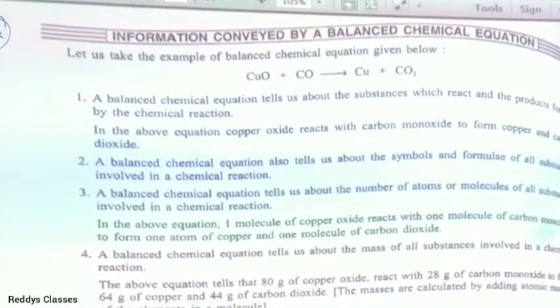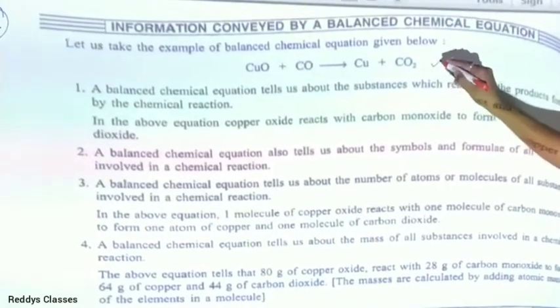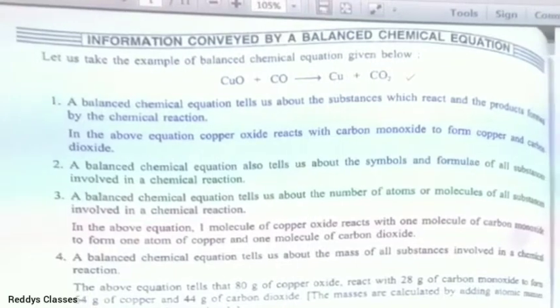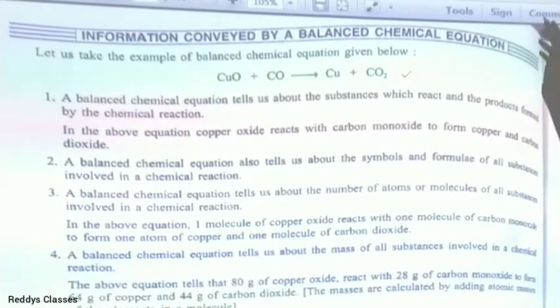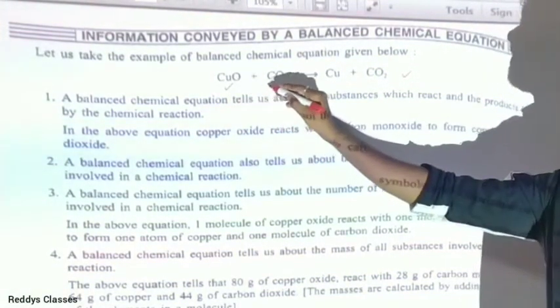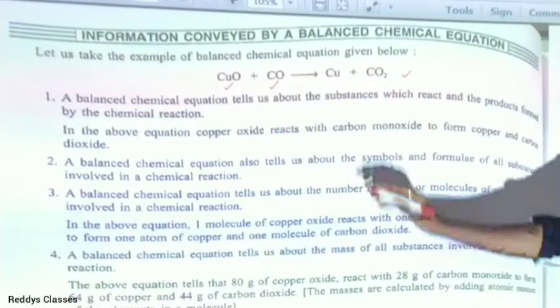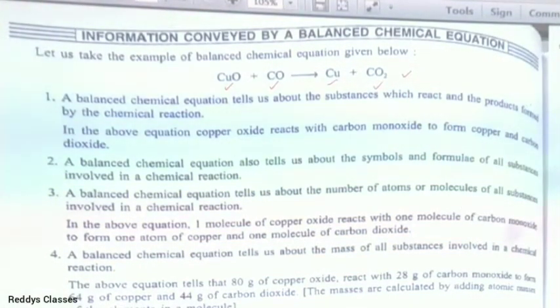First of all, let us take the example of a balanced chemical equation. This equation is balanced: CuO plus CO gives Cu plus CO2. Now we have copper oxide with carbon monoxide, and we have copper and carbon dioxide. What does this balanced chemical equation inform us?